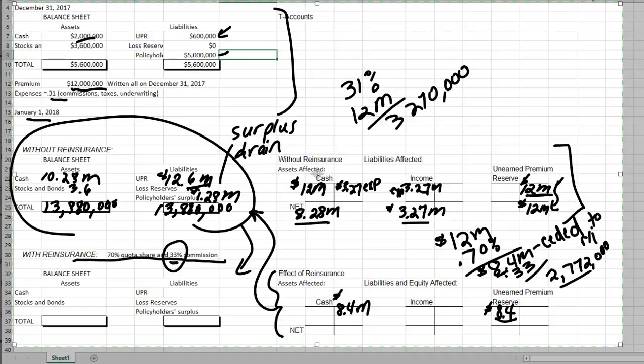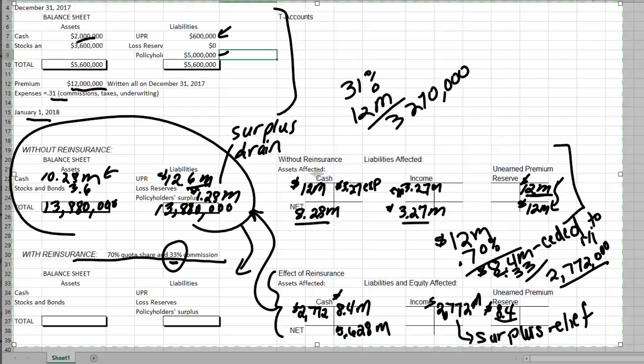The other thing that happens is we get back $2.772 million in ceding commission. And so that is a cash transaction, but it is also a credit to income, an increase in income. We get to reflect it as income, which is also known as our surplus relief. So the ceding commission is the surplus relief. So our balance on cash is $5.628 million. And I won't do the other balances because there's only one thing going on.